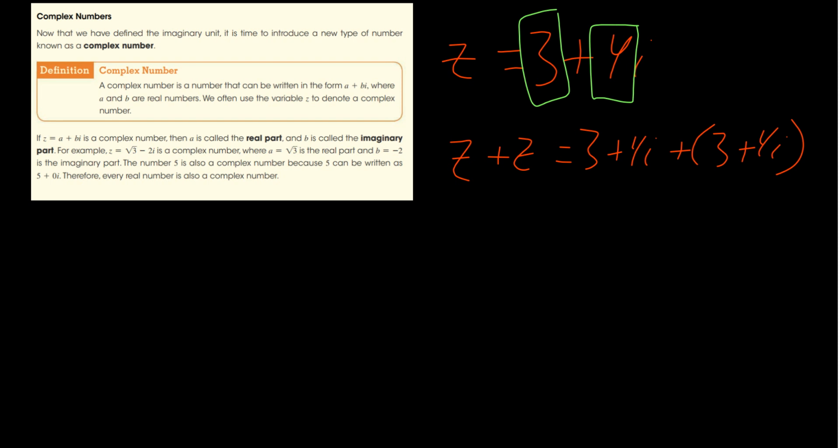Okay, so this is where it gets a little tricky, but it's not too tricky. The number 5 is also a complex number because 5 can be written as 5 plus 0i. Therefore, every real number is also a complex number.